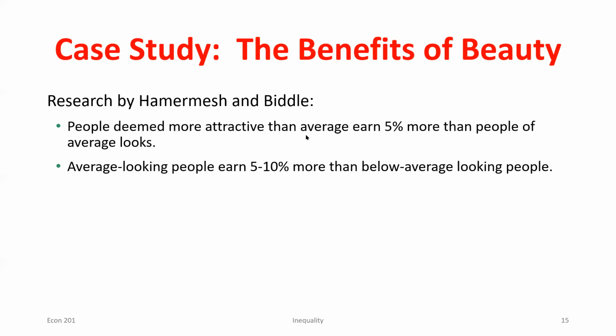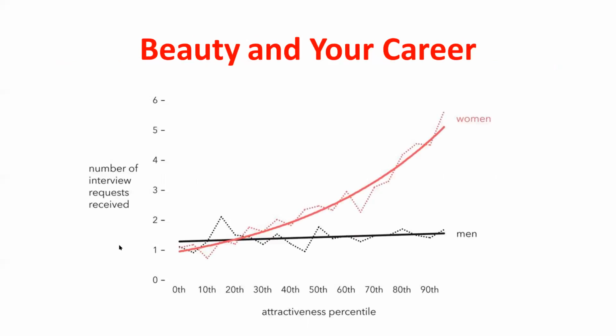Their ultimate findings were that people who are deemed to be more attractive earn 5% more on average than what they call average-looking people. So I'll show you a little clip here. It's kind of interesting, but this graph really tells it all.